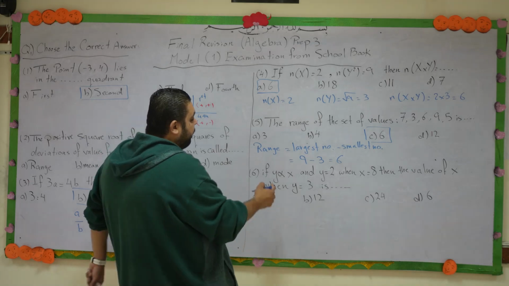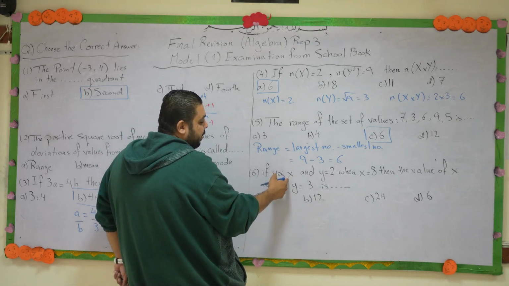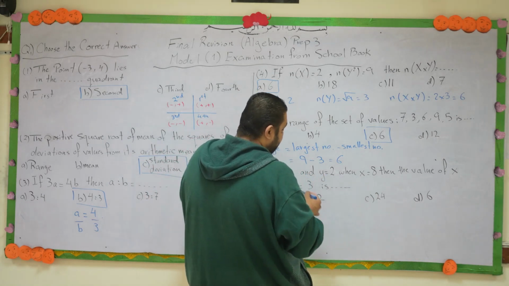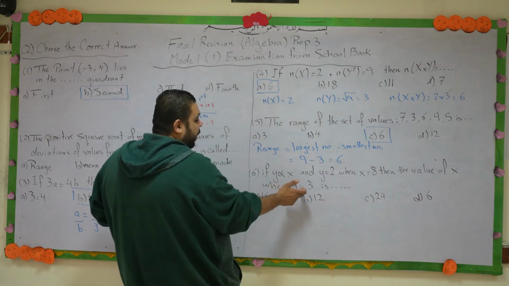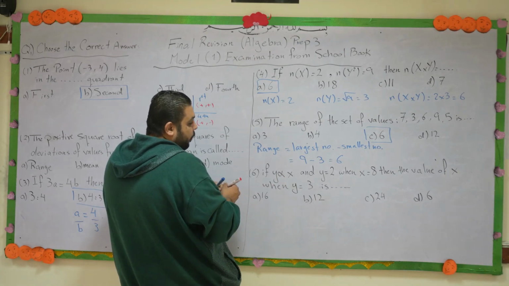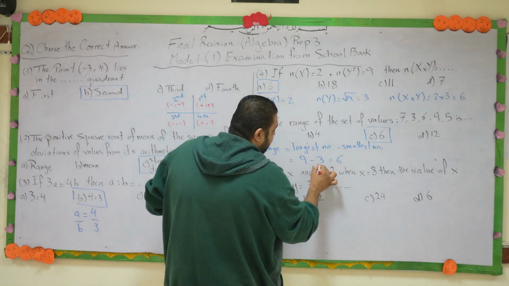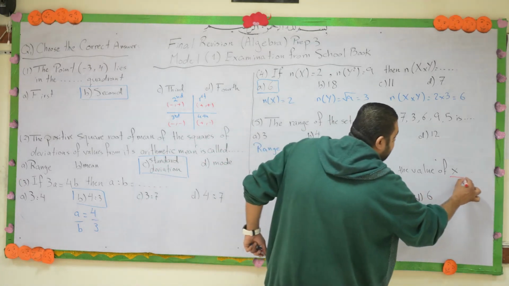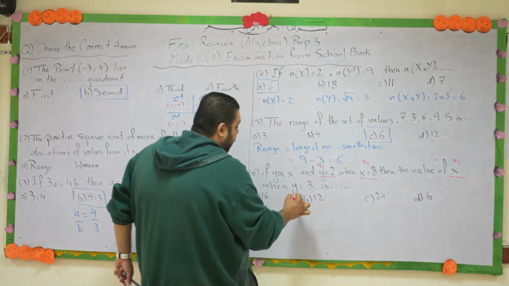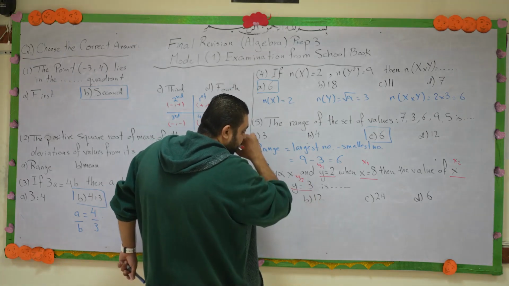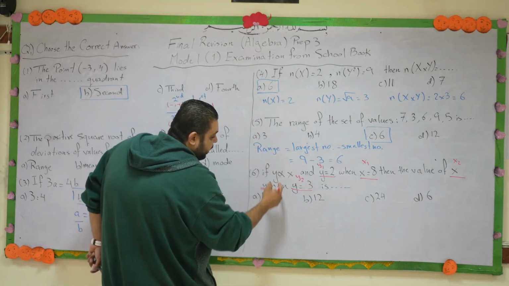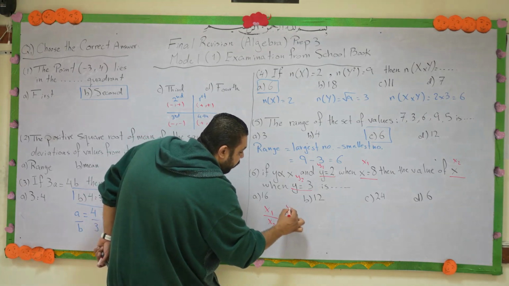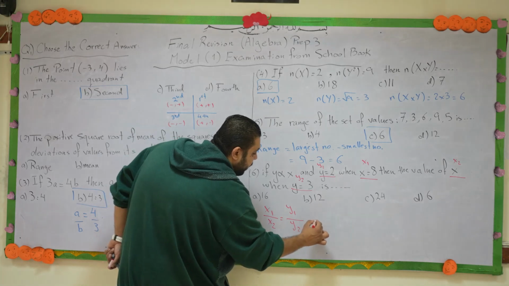Number 6, if y varies directly with x and y equals 2 when x equals 8, find the value of x when y equals 3. We know that this value is y1 and this value is x1, we need x2 and the y is y2. The rule of this direct variation is x1 over x2 equals y1 over y2.